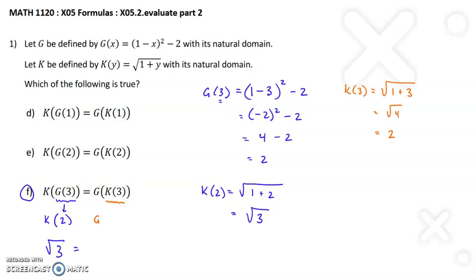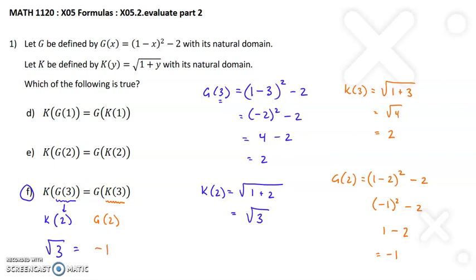Right, and now we want to come back and calculate g of 2. So let's go to our function for g. We'll plug in the 2 each time we see the x. So we've got 1 minus 2, that quantity squared, which will give us a negative 1 squared. And if we square that, we're going to get a positive 1, and then we have to subtract that 2 at the end. And so we'll end up with a final answer here of negative 1.